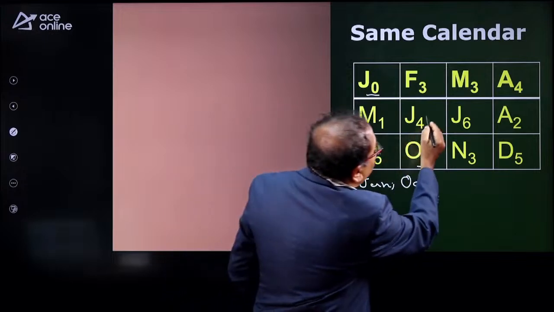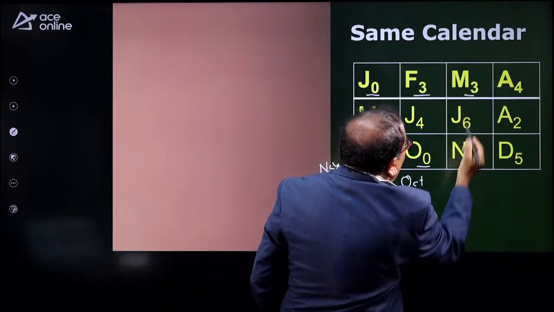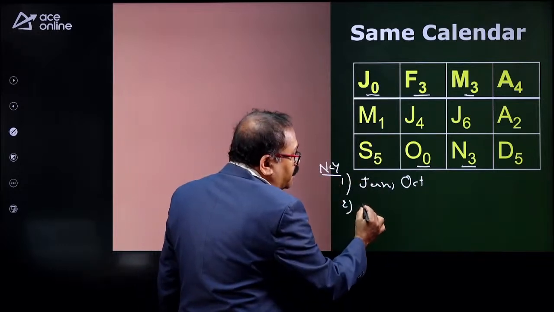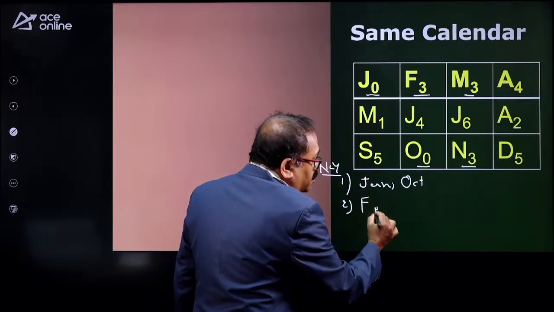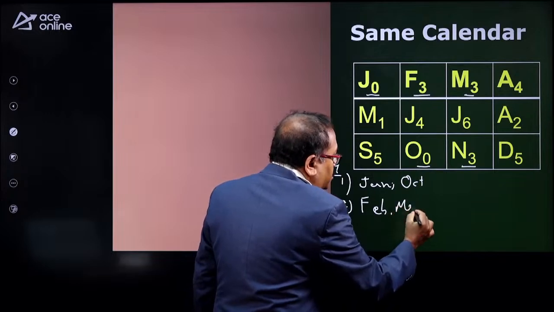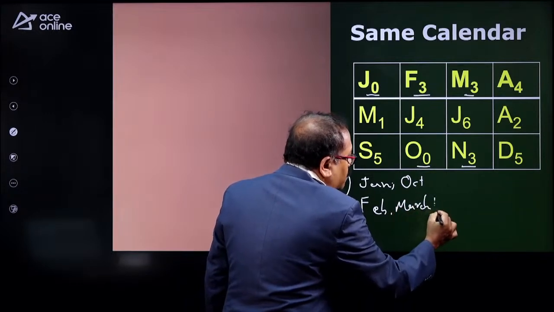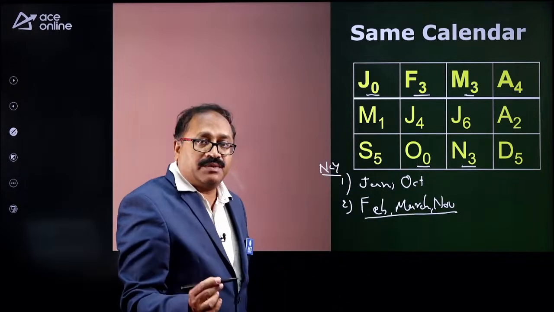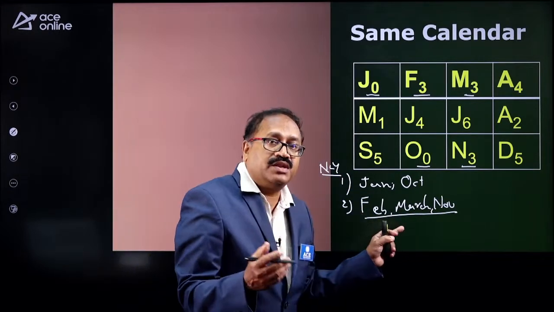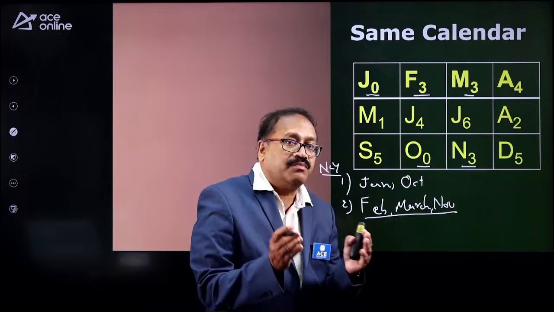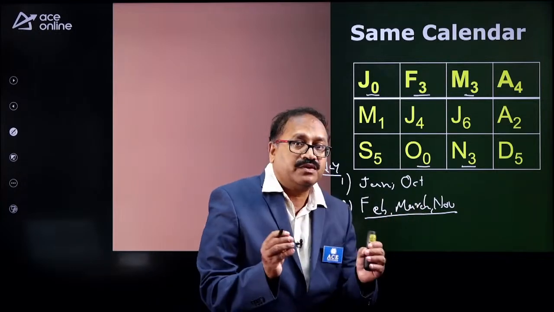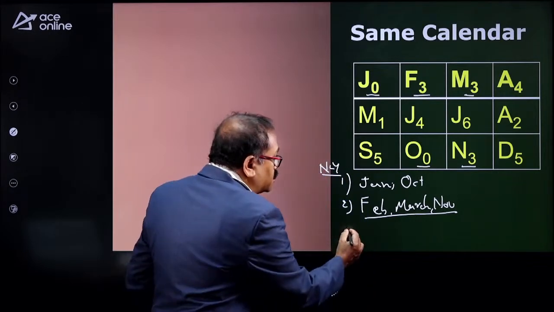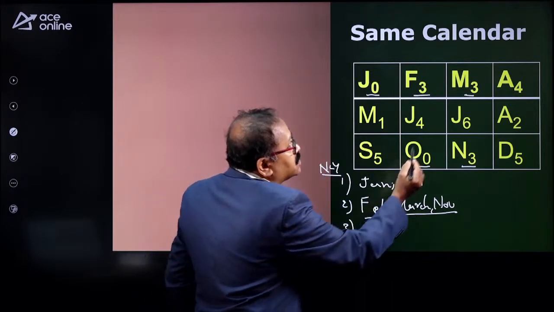So codes are the same here: February, March, November. So in case of a non-leap year, the February calendar, the March calendar, and also the November calendar, these 3 months' calendar will remain the same. That means if 5th of February is Friday, then 5th of March will be Friday and 5th of November will also be Friday. And the third case, can you see here?